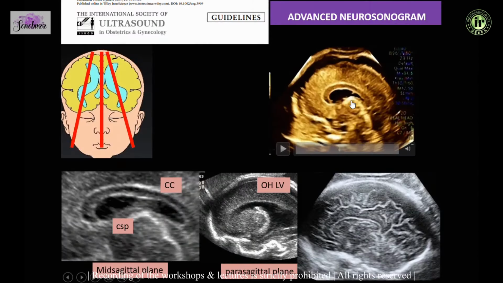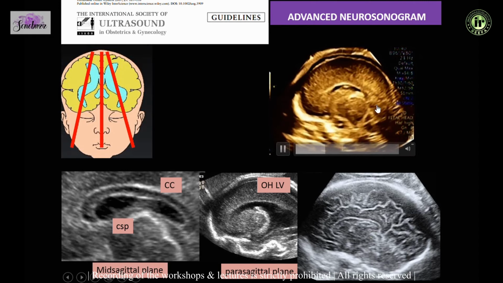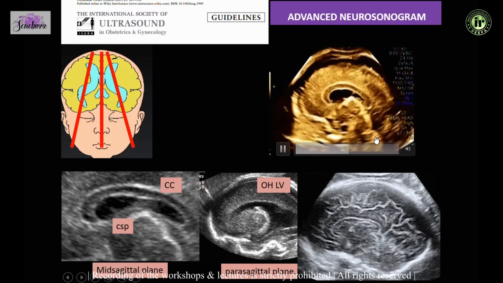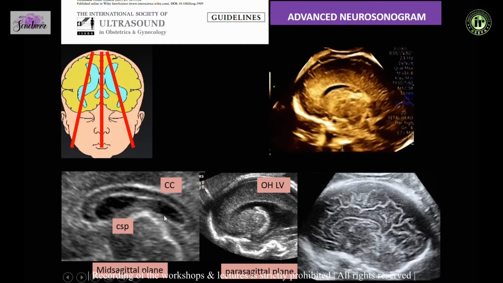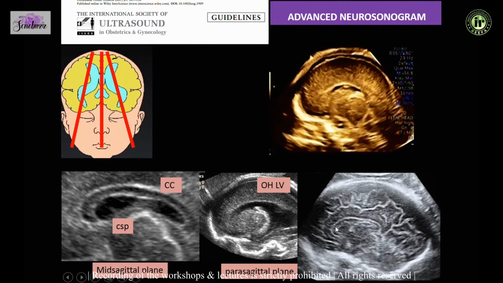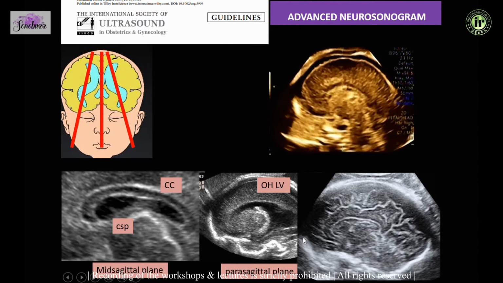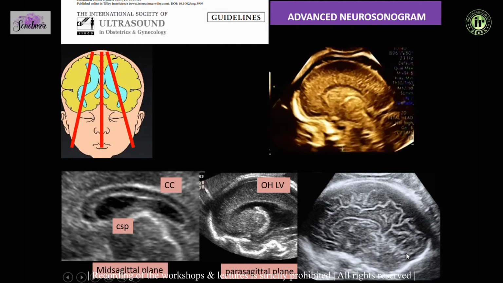Now, for the sagittal images, similarly, we take 3 images, one in the midline, 2 on either side. Midline is of course used for looking at the corpus callosum, and then on either side we look at the lateral ventricles, the 3-horn view, as you can see here, the frontal, occipital, and temporal horns, and then we look at the sulci and the gyri very peripherally in the sagittal view.